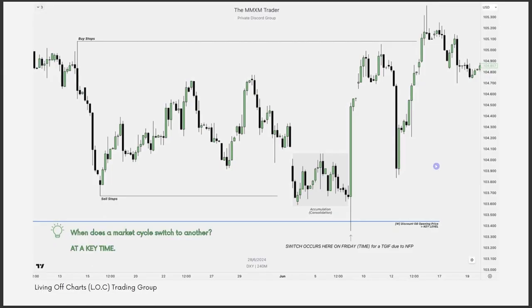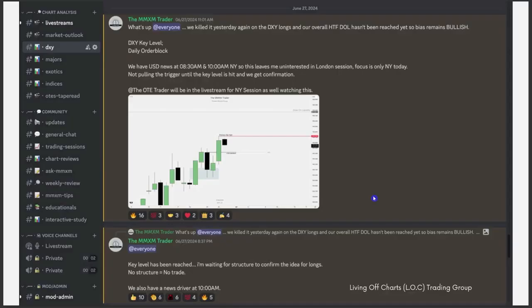Now when does a market cycle switch to another? It is always at a key time, right? And over here we've got that manipulation lower and then we reverse into that market cycle, right? And this occurs during a Friday for a TGIF, and that is because of NFP. Over here we've got a Discord screenshot, right? Why we called this direction, and we can clearly see the key level daily order block, right? And then when does a reversal happen? We also outlined that over here, right? News at 8:30 and 10 a.m.